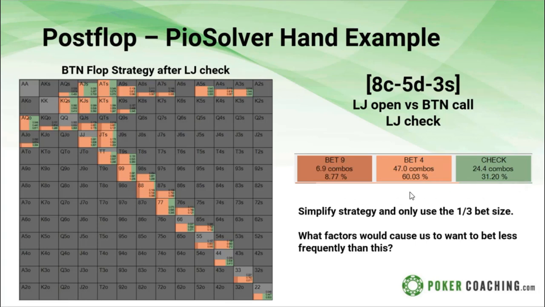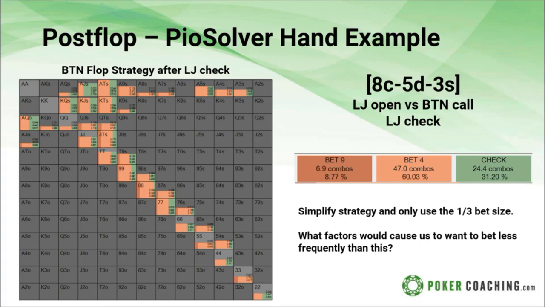The hands that really want to check are some ace high type hands, ace jack, ace queen, and then some of your weaker hands with no backdoor flush draw, like king queen of hearts on this board, king jack of hearts. They want to bet less frequently because they pick up less equity on turns.